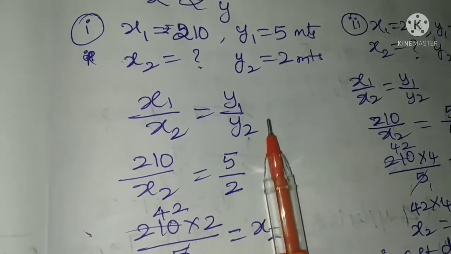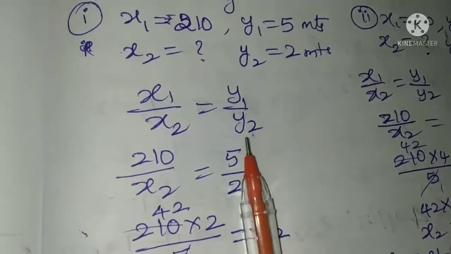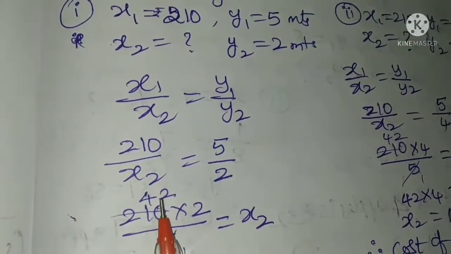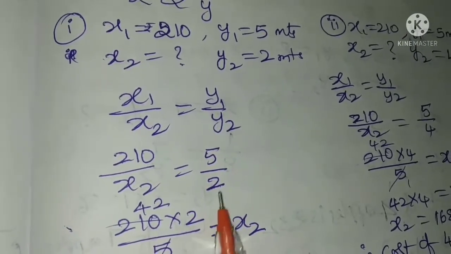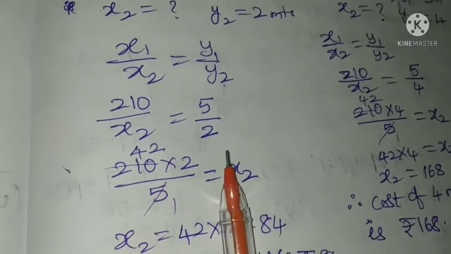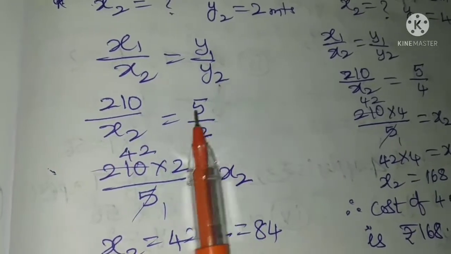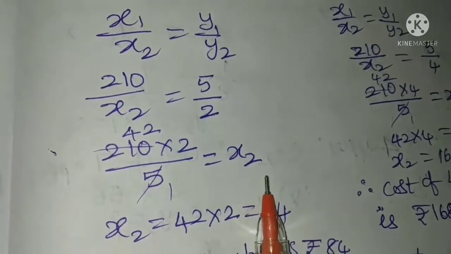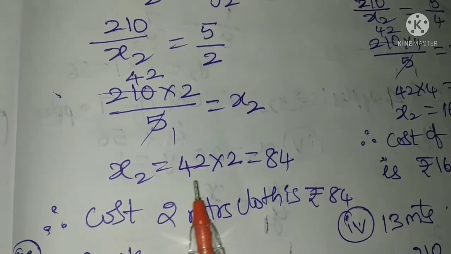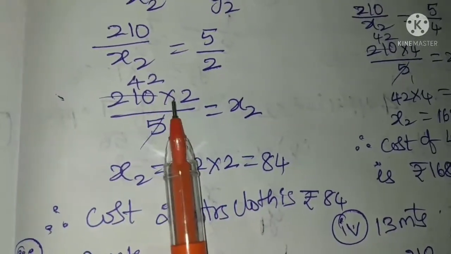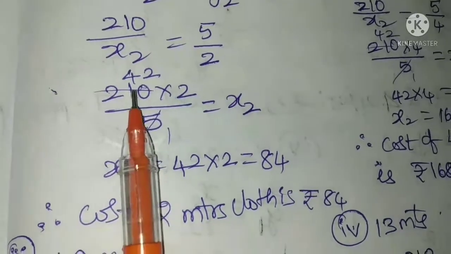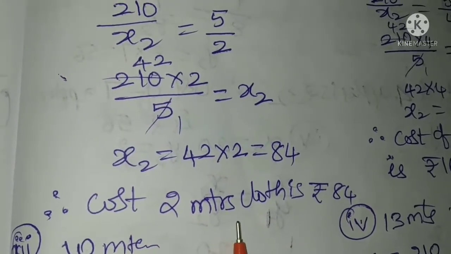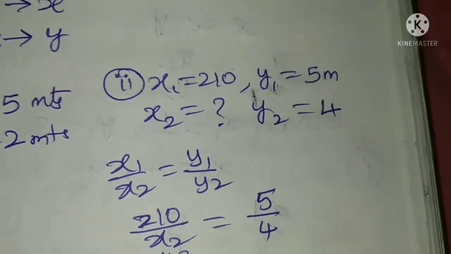We know x1 by x2 is equal to y1 by y2, or x1 by y1 is equal to x2 by y2. Anything is correct. So we'll write here 210 by x2 is equal to 5 by 2. Cross multiplication here, 2 goes here, 5 comes down. So 210 into 2 by 5 is equals to x2. x2 is equals to 42 into 2. Here 5 ones are 5, 5 fours 20, 1 remains, 1 0 10, 5 2s are 10, 42 2s are 84. Therefore cost of 2 meters cloth is rupees 84.